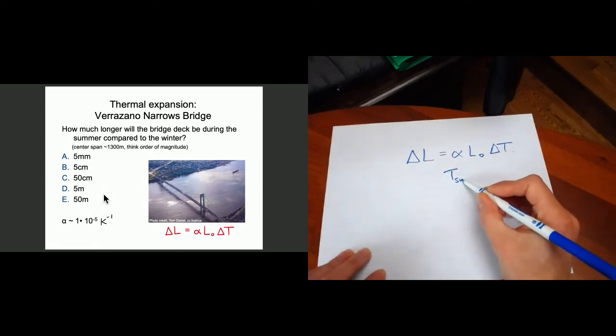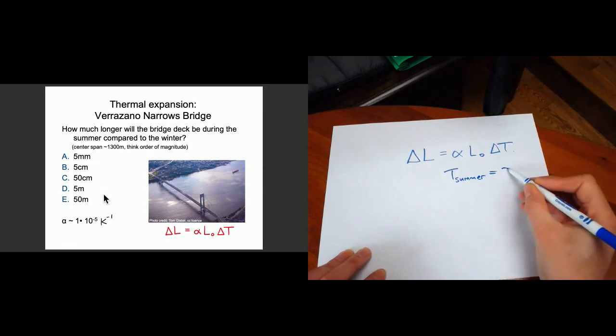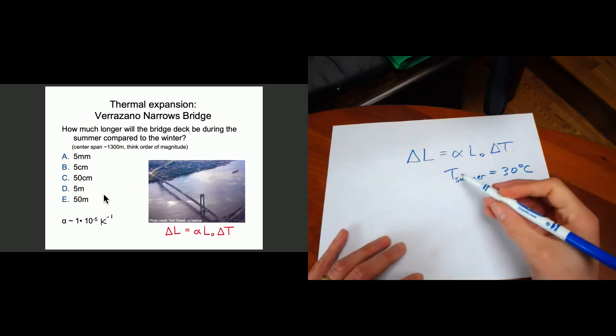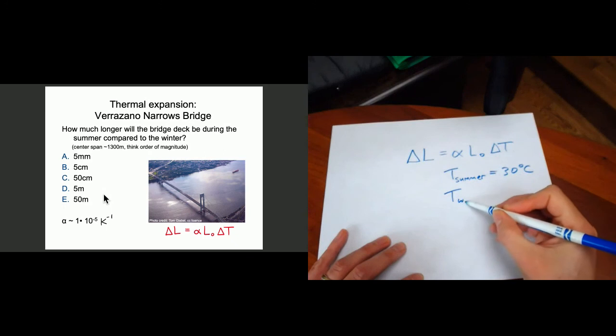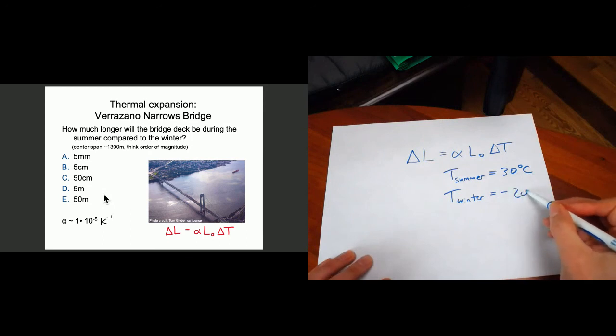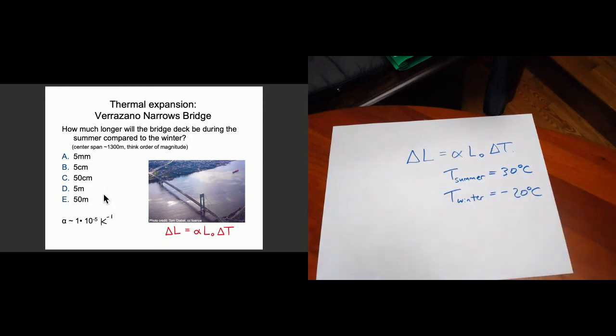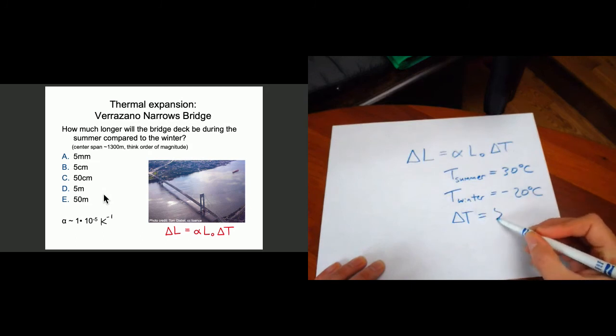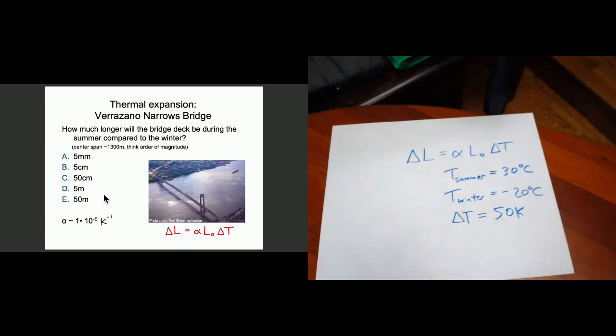If I think about a summer temperature, New York City probably gets up to 30 degrees frequently, and hardly ever gets up to 40 degrees. So let's take 30 degrees as our temperature. Winter: I mentioned that it's cold and snowy, so definitely below 0. Let's imagine that New York might get down to minus 20 degrees Celsius in a typical winter. That means delta T is 50 degrees Celsius, or equivalently 50 Kelvin.